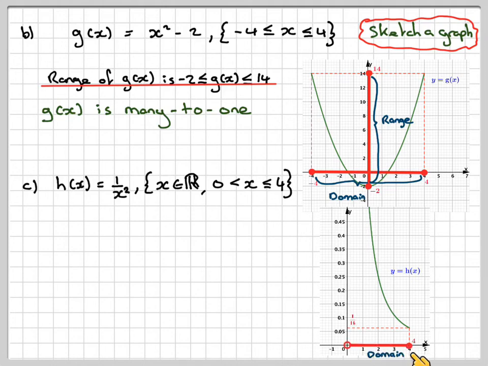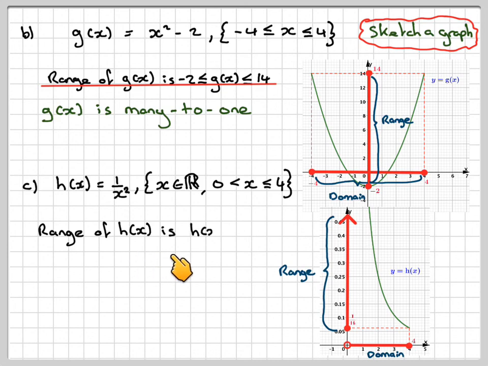So here is the domain. The domain is not equal at 0, so therefore we have an open circle here, but it is equal at 4. So this point here will be a closed circle, and the range will go upwards here, and the arrow indicates that it carries on forevermore because this line acts as an asymptote. So this is the range. This time we just write down the range of h of x is greater than or equal to 1/16. It can be equal to because at this point the domain can be equal to 4, so you can put 4 in there.